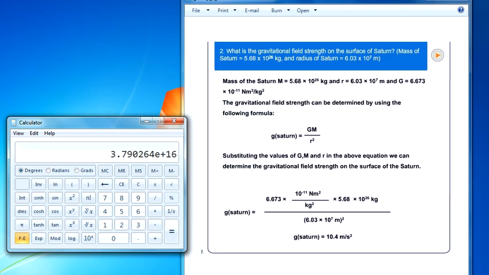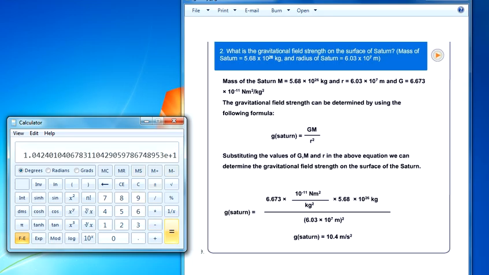Well, the radius of Saturn is 6.03 times 10 to the 7. So divide by 6.03 times 10, and it's a positive 7, so we don't have to change the sign, to the 7th. But that is squared, so we're squaring it. Because of the rules of please excuse my dear Aunt Sally, the square will come in before the divide. So we can just do it that way.